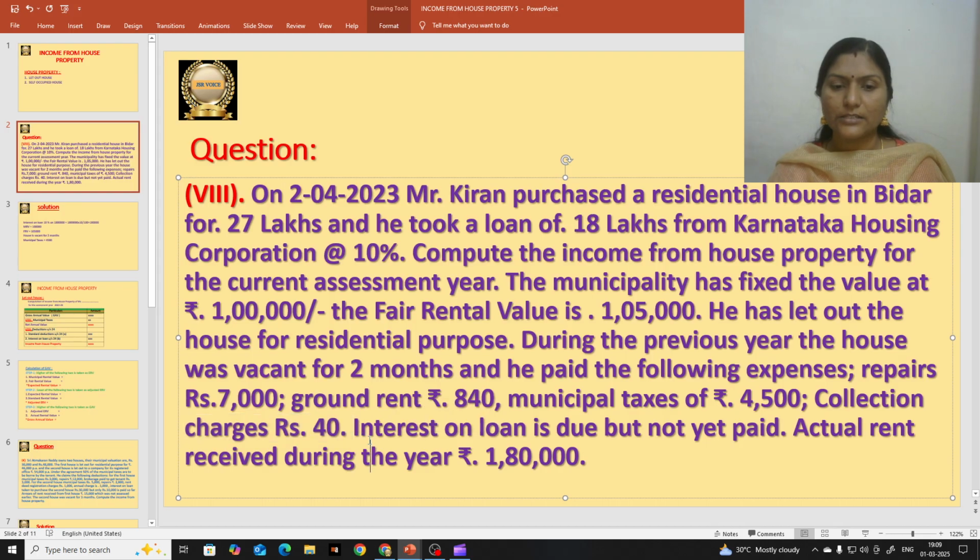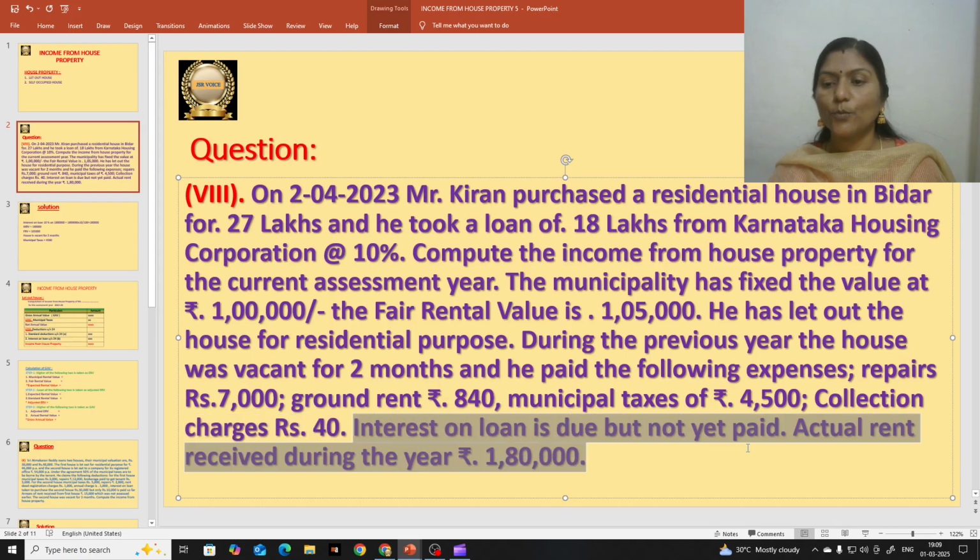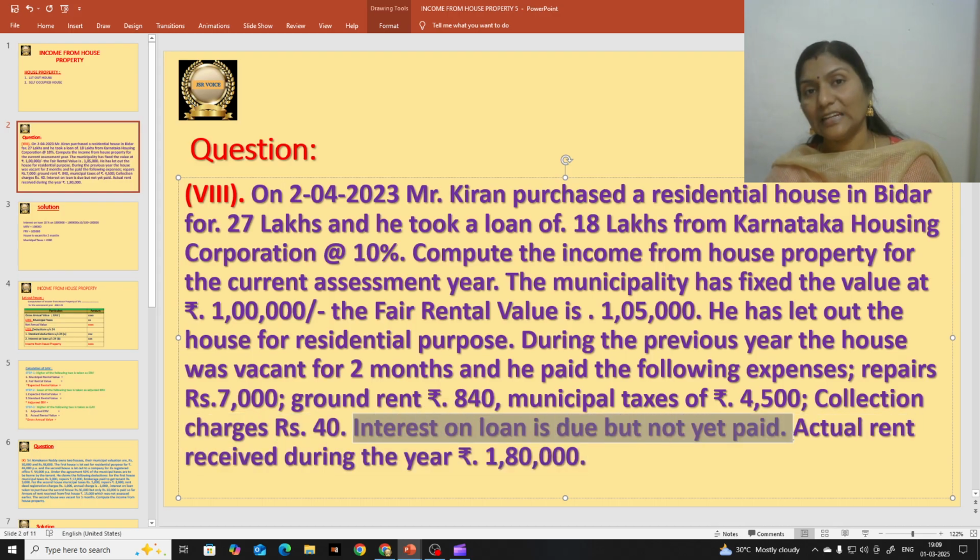Okay, next, interest on loan is due but not yet paid. Already we calculated interest on loan on 18 lakhs at 10% in the beginning of the solution. And what is the point that they mention here related to interest on loan? That is due but not paid. And one rule is there for interest on loan. Even if it is due, we can allow it as deduction. Interest on loan is allowed as deduction on due basis also. So we can give it as deduction under section 24B. Hope this is clear for everyone.